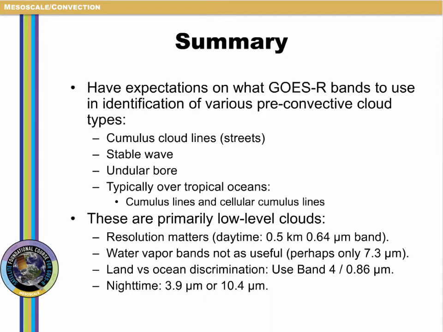Use band 4 at 0.86 microns to maximize the contrast between land and ocean as needed. At nighttime, use the 3.9 or 10.4 micron channels. There are other IR channels available on GOES-R, but these two are recommended.